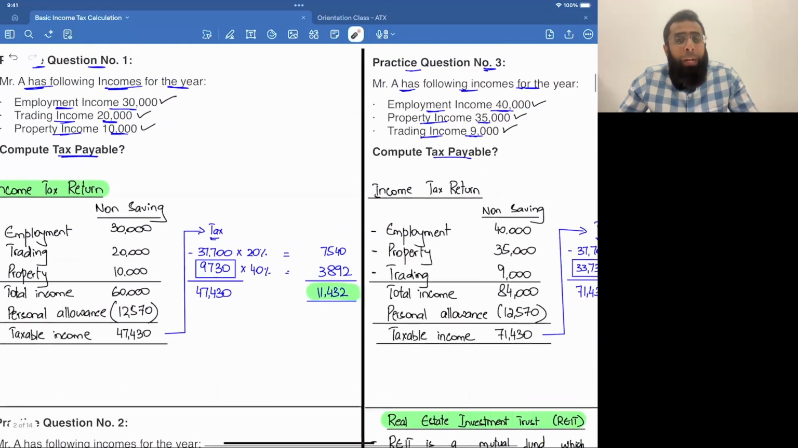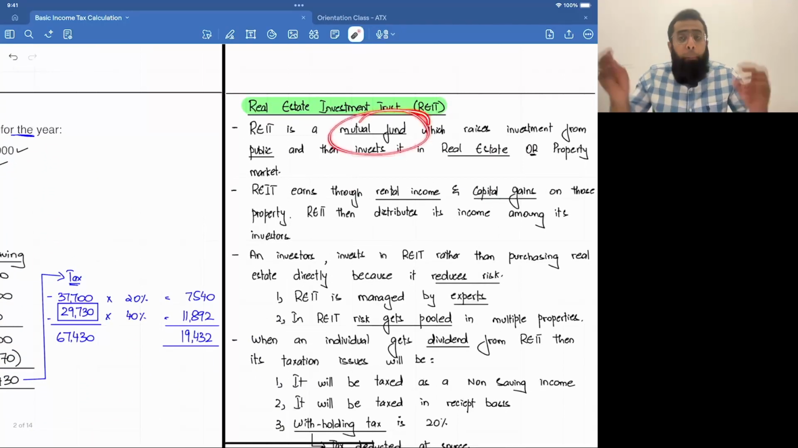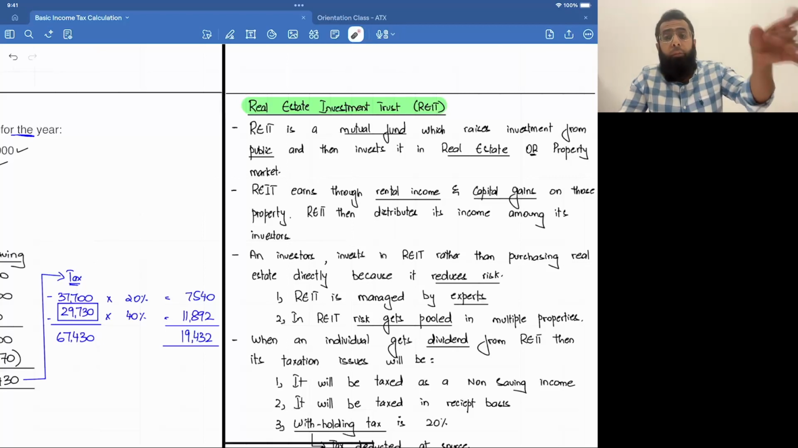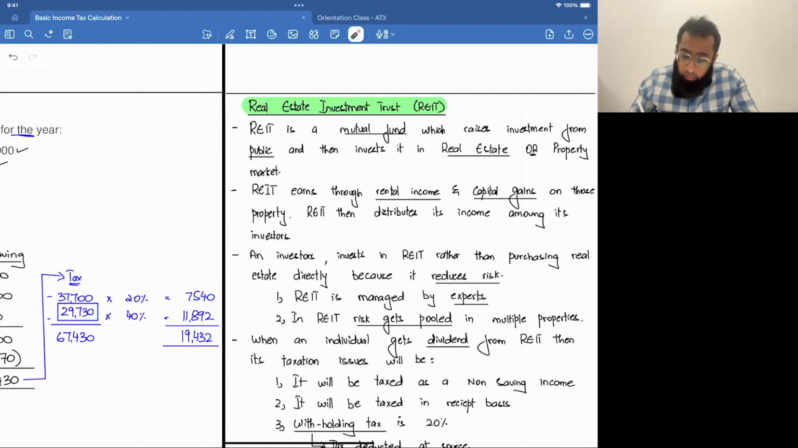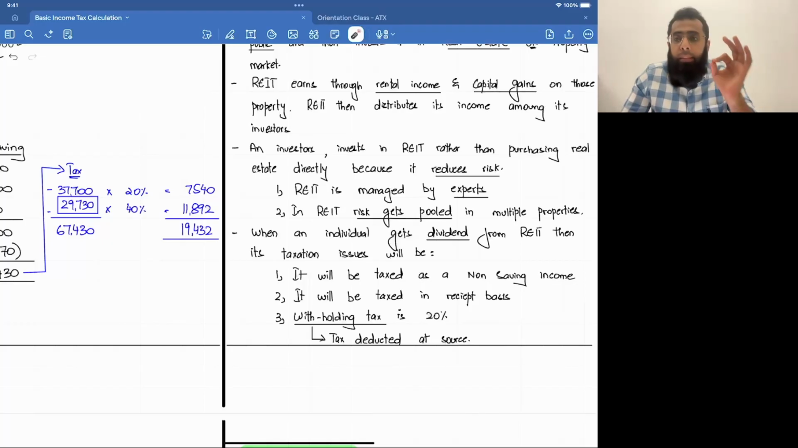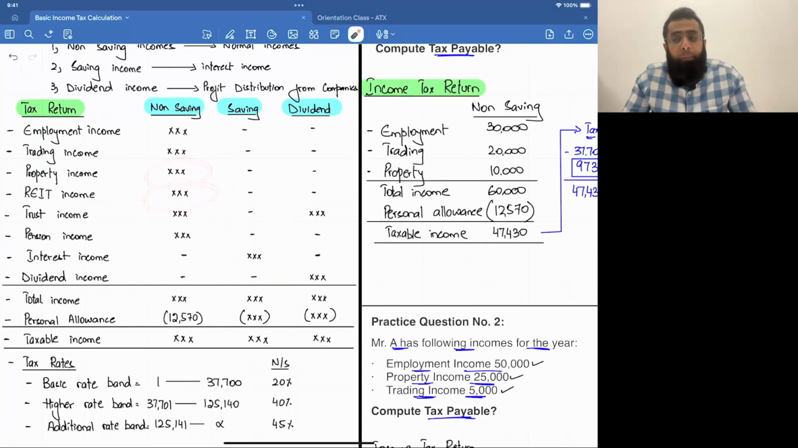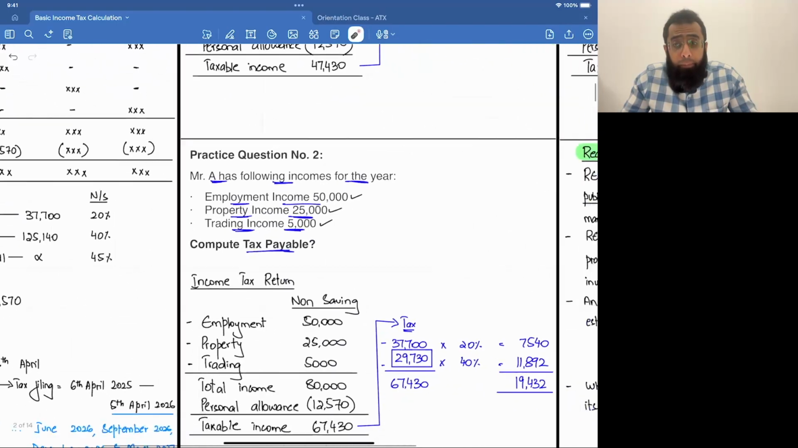We did 3 basic practice questions first of all. Then real estate investment trust, a mutual fund, a pool of fund, lot of people putting in their money. Then the fund invests in the real estate or the property market, earns through the rental incomes or the capital gains, distributes the dividends to its investors, but it is not taxed as dividend income, it is taxed as a non-saving income, because tax department says that it's a property income in our view. It's not a normal profit distribution. It's like a property income. It's not like what you're getting from a normal company.